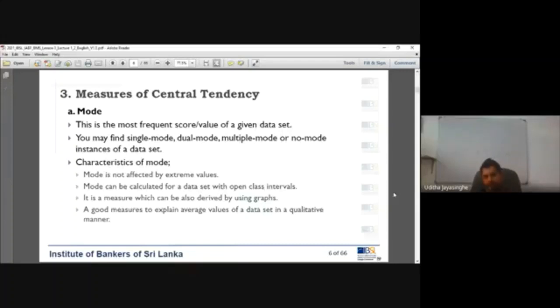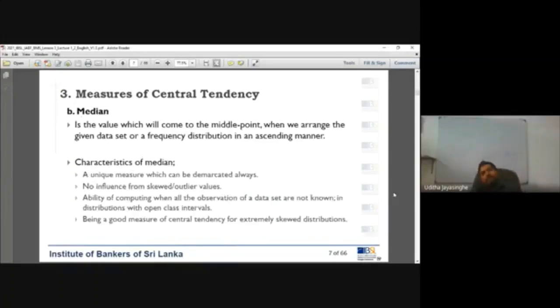Okay. So having a little understanding on mode, let's move to the second one, median. This is also very easy. It's nothing but the middle value, provided we arrange the data set in an order. Could be either way, ascending or descending, but in the definition, we call it an ascending manner. It's a value which will come to the middle point when we arrange the given data set or a frequency distribution in an ascending manner. You'll understand what these frequency distributions are in the second part, don't worry.